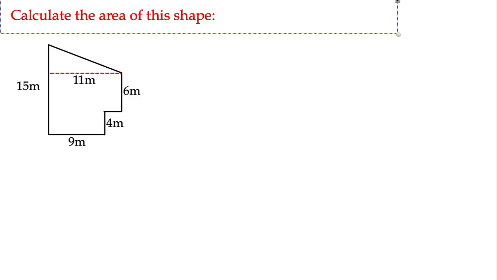Let's have a look at the second shape here. It says calculate the area of this one here. So we've got, how many bits have we got? We could split it into, well, the dotted line there clearly kind of looks like it's making a right angled triangle up here.